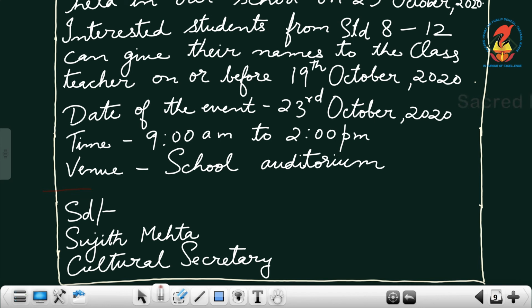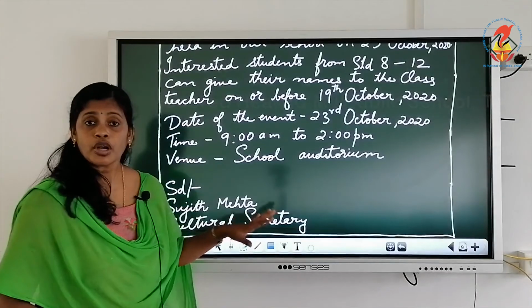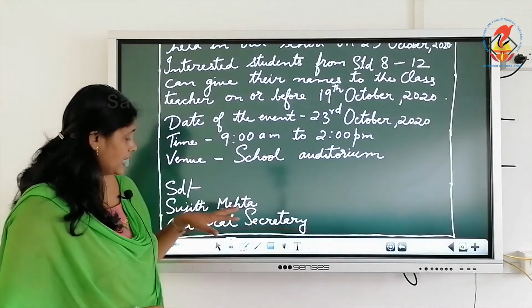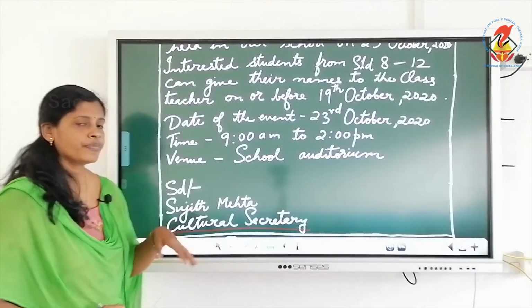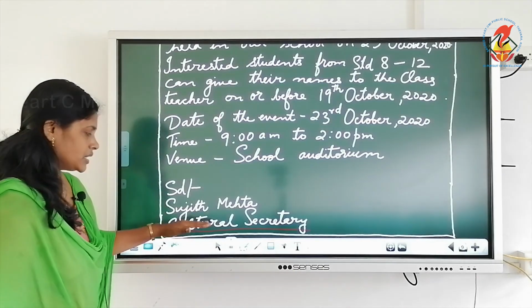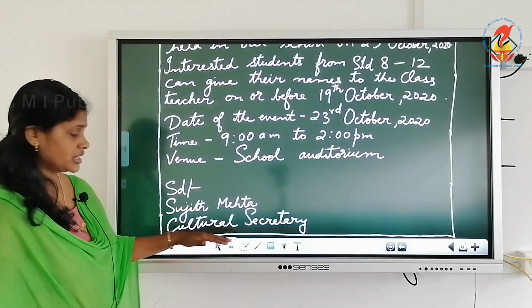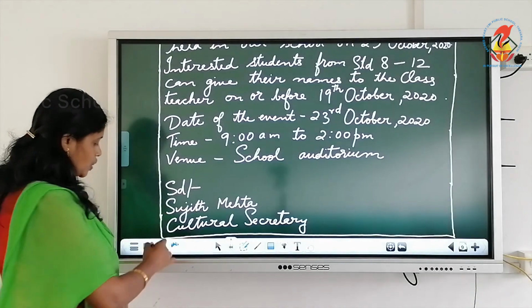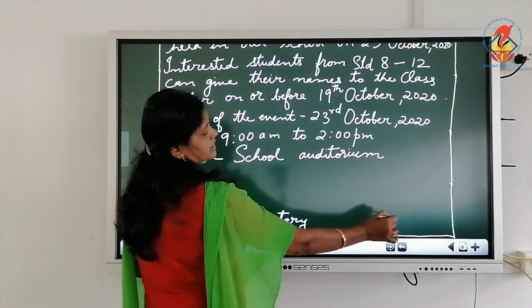Name was already given in the question. What was the name? Sujit Mehta. And then what is Sujit Mehta's designation? Cultural Secretary. It's already given in the question. Okay. If they have not given this name, you will write your name. Okay. After the notice, the designation is written, Cultural Secretary is written, you will close the box.